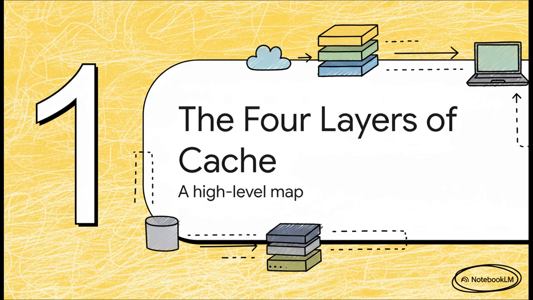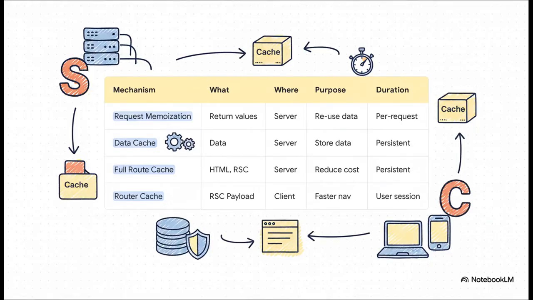Okay, so before we get totally lost in the weeds, let's just zoom out and look at the big picture. Think of this as our map, our blueprint for the whole caching landscape. Seriously, just understanding that there are these 4 distinct layers and knowing where they live, that's half the battle right there. And this table just lays it all out so perfectly. What's really key here is noticing where everything lives. You've got 3 of these caches on the server and 1 over on the client, and each one has a very specific job to do.